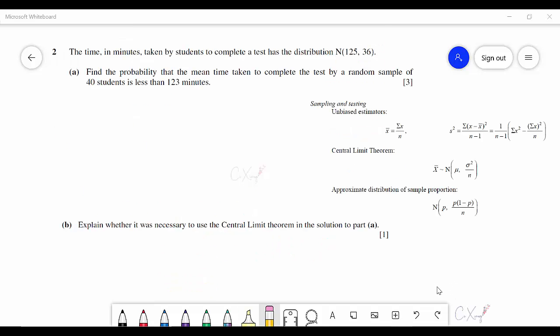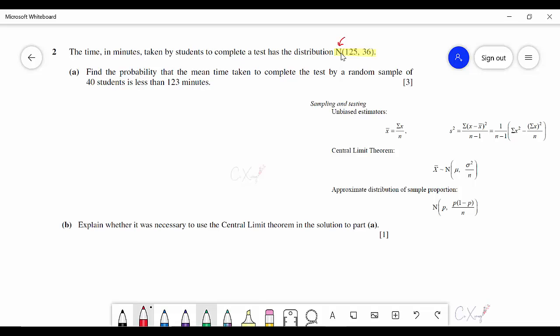Okay, so we come to question number 2. For question number 2, they mention the time in minutes taken by students to complete a test as a distribution. So I think this is very important. From here, you can see the symbol, which is normally distributed.